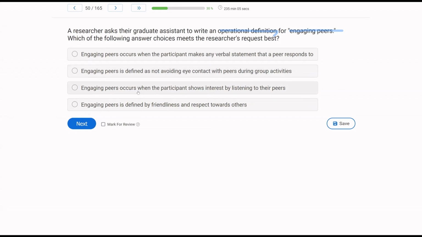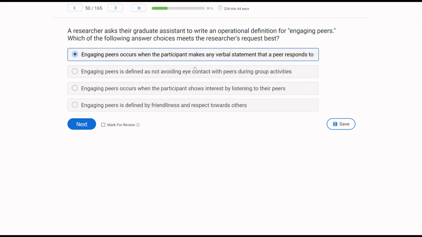C, engaging peers occurs when the participant shows interest by listening to their peers. How do we define showing interest? What does it mean to listen? This is not as descriptive as A. D, engaging peers is defined by friendliness and respect towards others. That is extremely subjective. That is not going to be a good operational definition. What we want to choose is A, engaging peers occurs when the participant makes any verbal statement that a peer responds to.